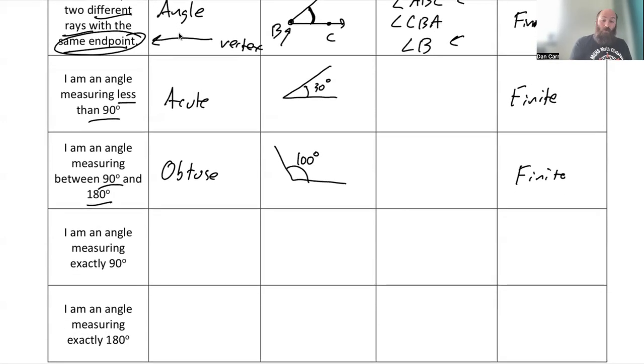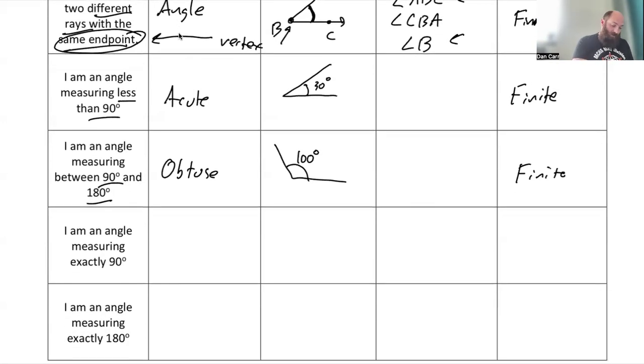I'm an angle measuring exactly 90 degrees. This is a right angle. Okay, picture looks like this. And we actually usually notate it with a little box in the corner. That's how we know it's a right angle. Okay. Name is the same, and that is finite as well.